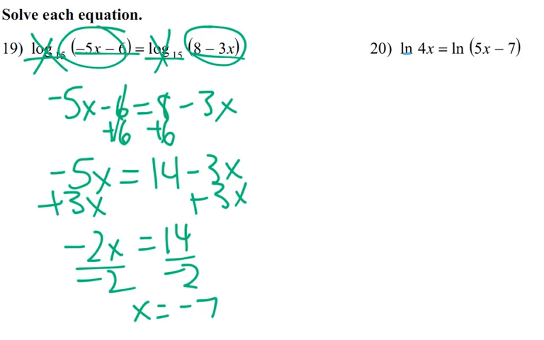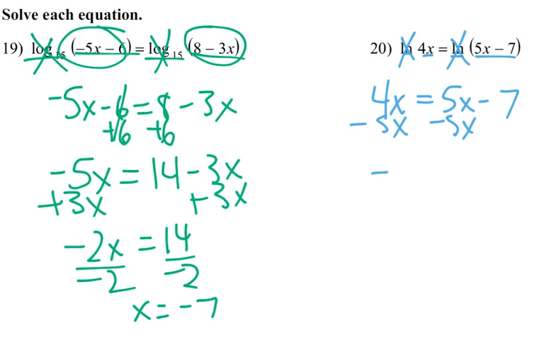Here, natural log of 4x equals natural log of 5x minus 7. Well, let's get rid of those natural logs, and we get 4x equals 5x minus 7. So subtract 5x from both sides. We get negative x equals negative 7. Divide by negative 1, because we don't like the negatives. We get x equals positive 7. Okay, so when you see those types, that's all you got to do. Just get rid of the logs and solve.